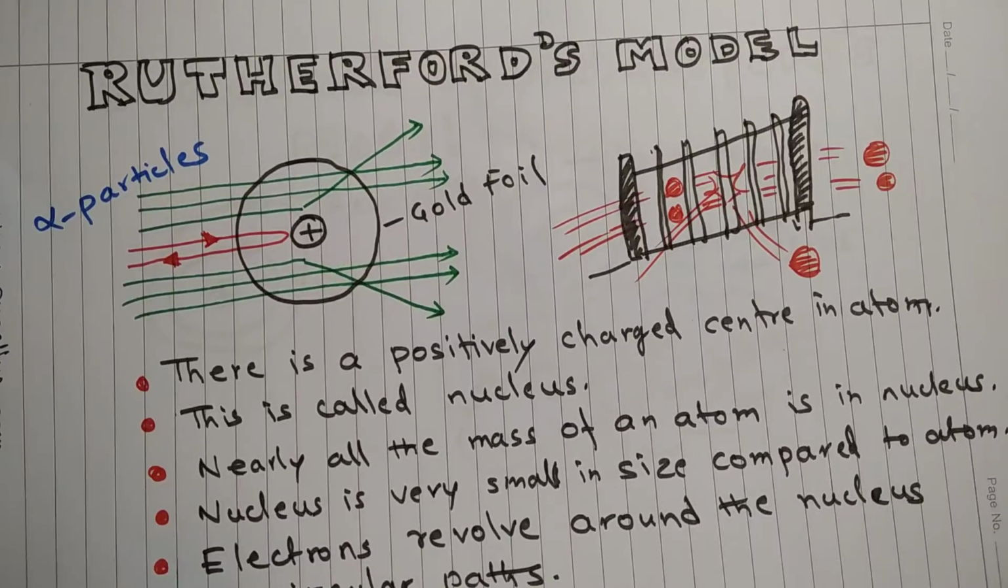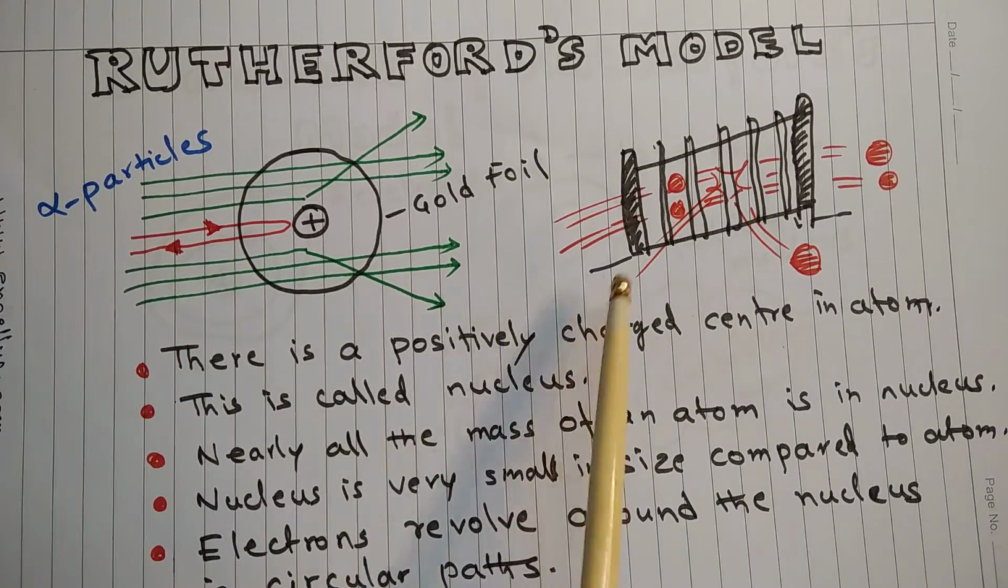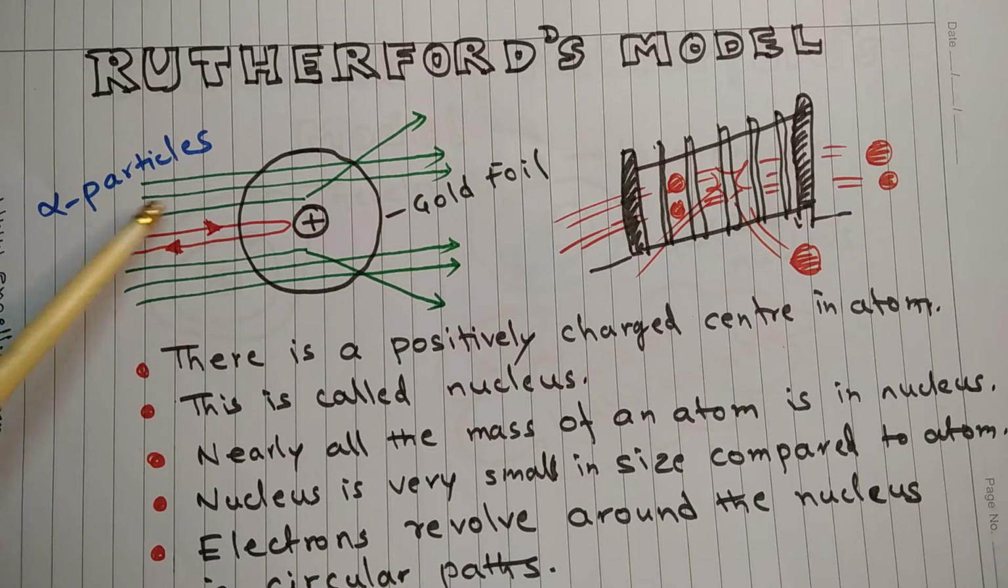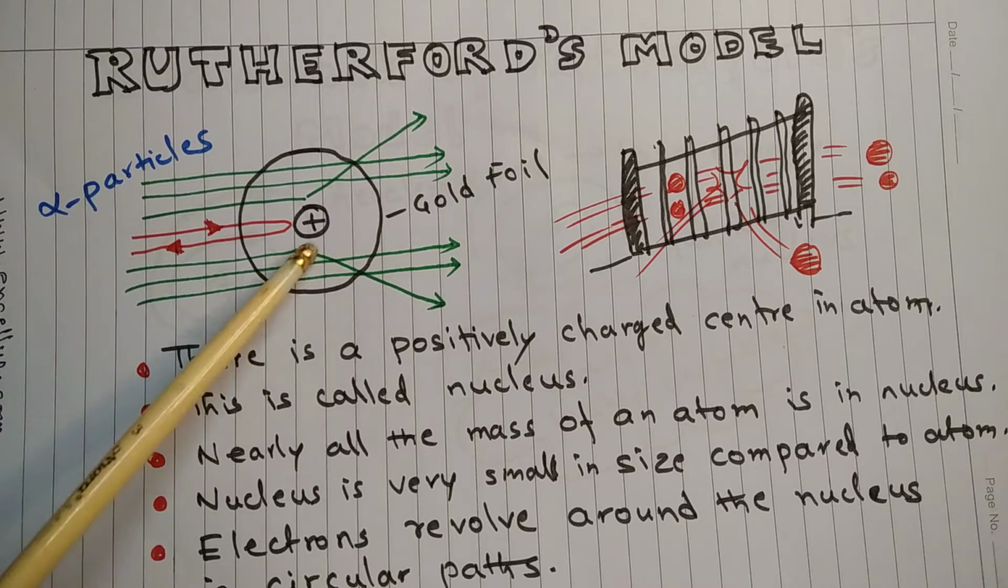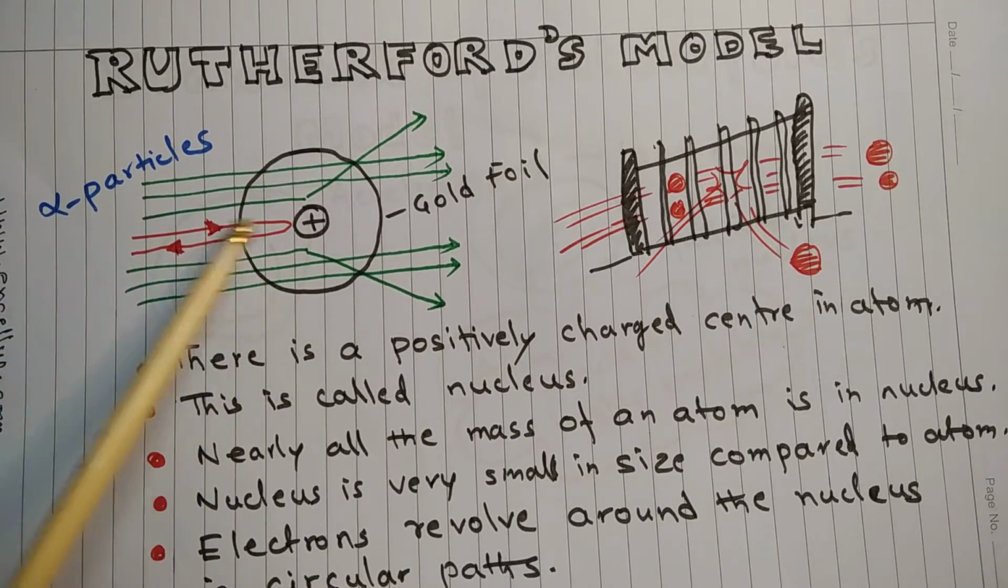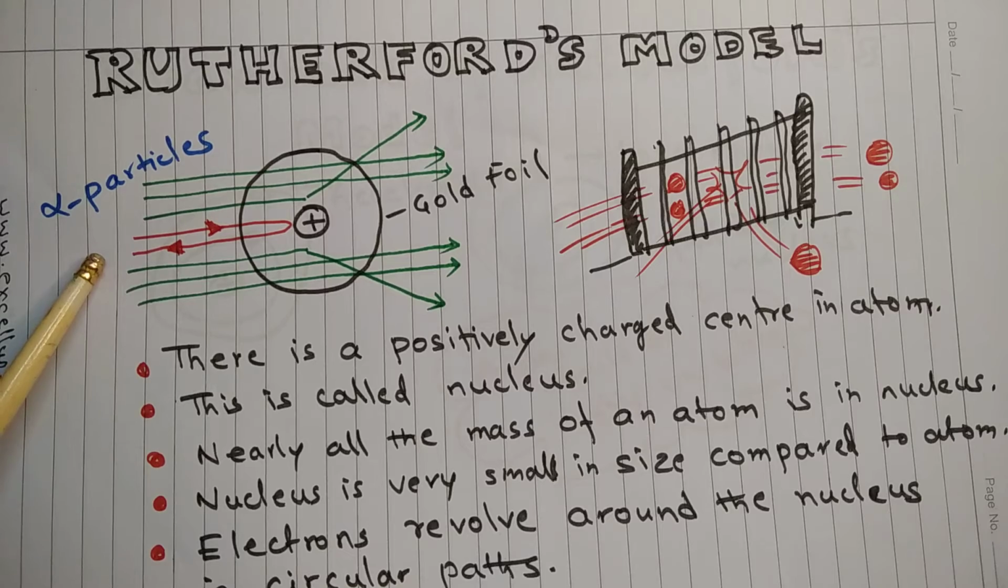So what happened? Most of the alpha particles passed straight through the gold foil without a deflection. Some of the alpha particles experienced some degree of deflection, the way it is shown here, and a very small amount of alpha particles rebounded and turned back on their original path.